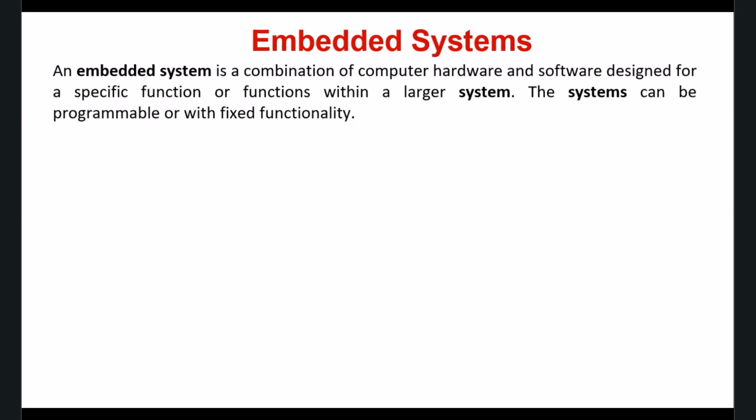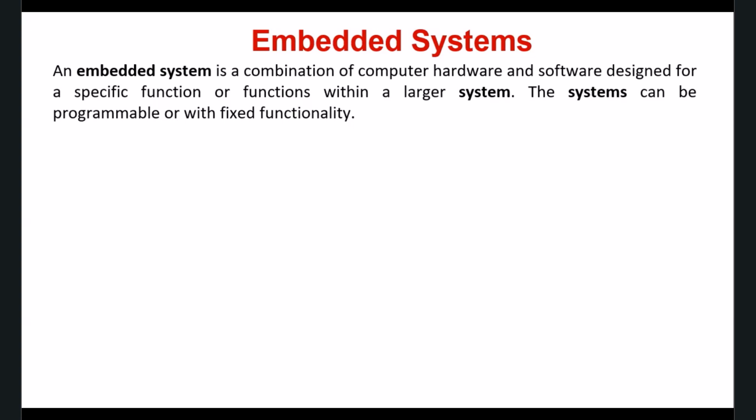An embedded system is a combination of computer hardware and software designed for a specific function or functions within a larger system. The system can be programmable or with fixed functionality. What does it mean? It means that if you're developing some system which requires hardware and some software, and both are designed to do some specific task, that type of system is called an embedded system.